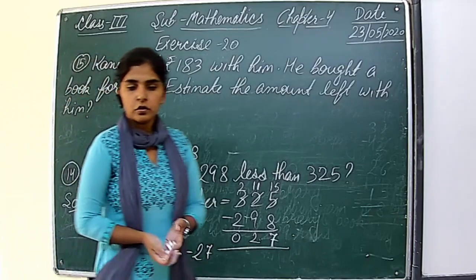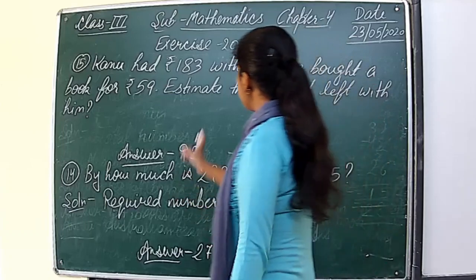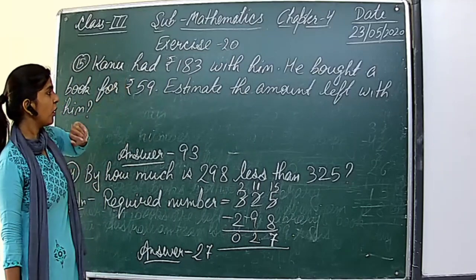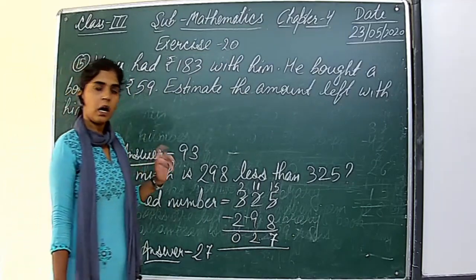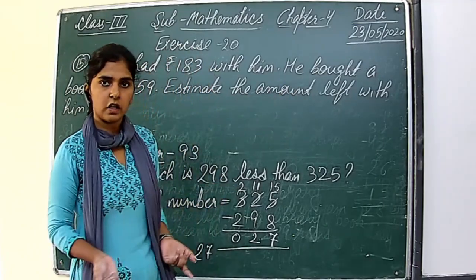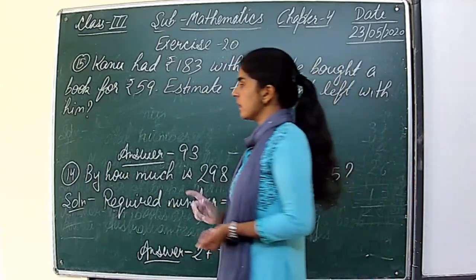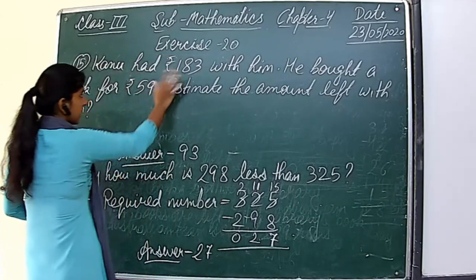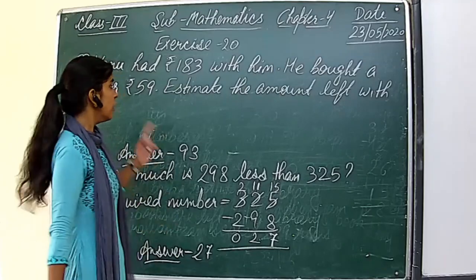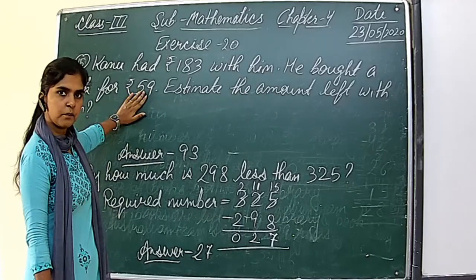Okay. So here, as you can see, how many rupees did Kanu have? He had 183 rupees, right? And he bought a book for 59 rupees. After that we need to estimate the amount left with him. I told you estimating means rounding off the numbers. Here see, the smaller number is of 2 digits and the greater number is of 3 digits. It means up to which place we need to round off the numbers? We need to round off the numbers to the nearest 10 because this number has 2 digits only, right?